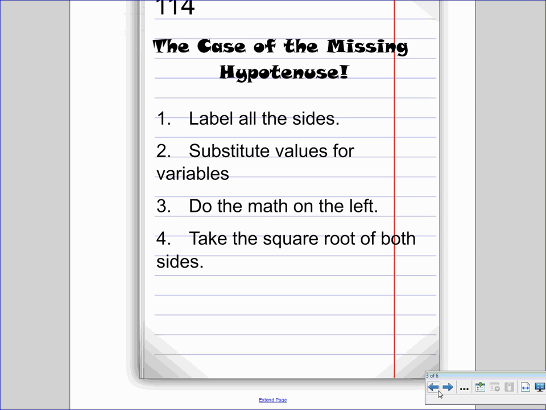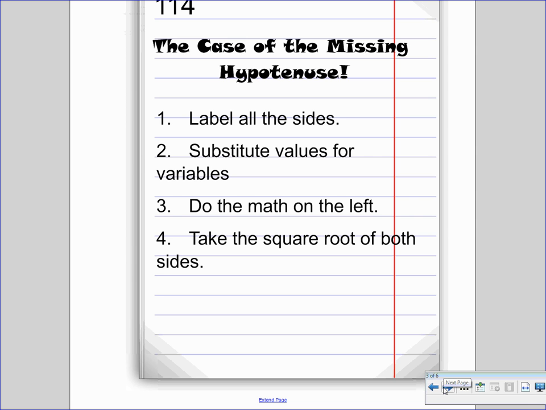Turn your notebook over, and we're going to headline it, The Case of the Missing Hypotenuse. Number 1, we're going to label all the sides just like we did earlier. Number 2, we're going to substitute the values we know for the variables. Since we won't know the hypotenuse, we won't be able to substitute for that. Number 3, we're going to do the math on the left-hand side of the equation. And number 4, we're going to take the square root of both sides. That will give us the length of the missing hypotenuse.